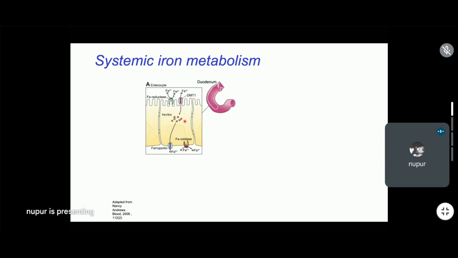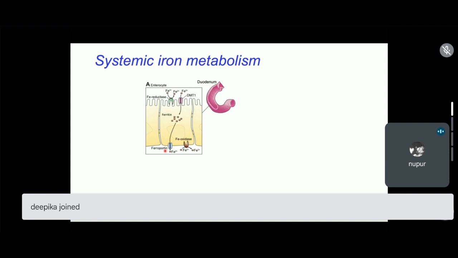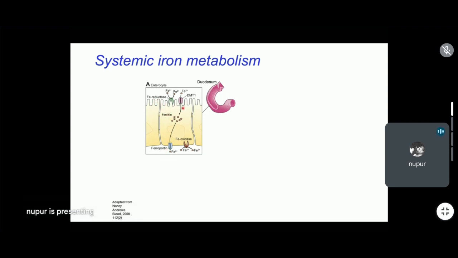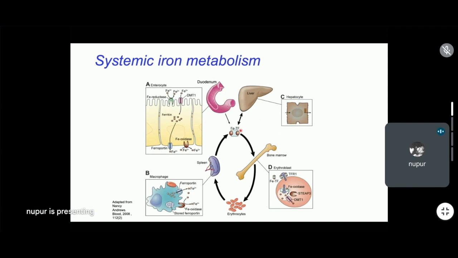After getting inside, it is exported out of the intestinal epithelium to the systemic circulation by ferroportin. These three proteins that I talked about, ferric reductase, DMT1, and ferroportin, will be part of the talk. I'll keep on mentioning these proteins. After coming to the systemic circulation, iron is bound by the iron binding protein transferrin. Iron alone is toxic, so that's why the transferrin bound iron will go to the different tissues. Here, the major tissues that are part of systemic iron metabolism are highlighted.